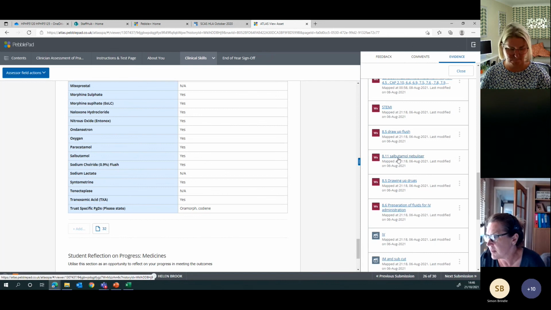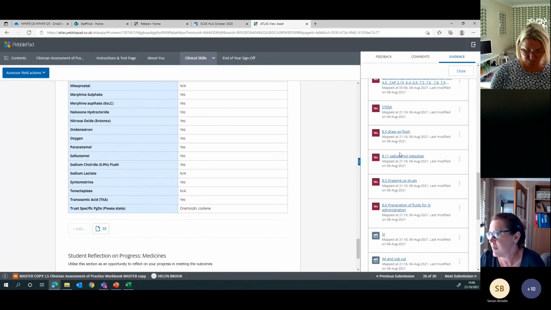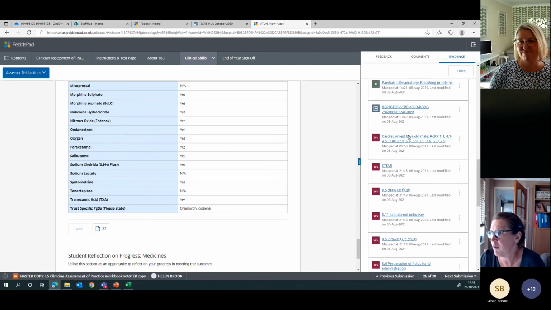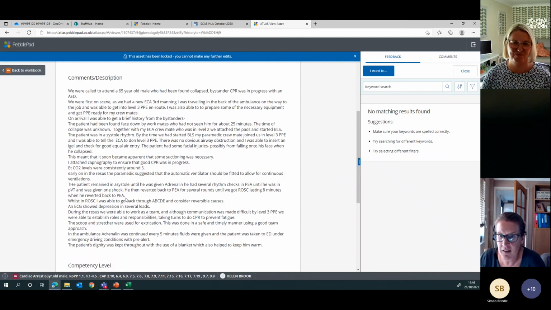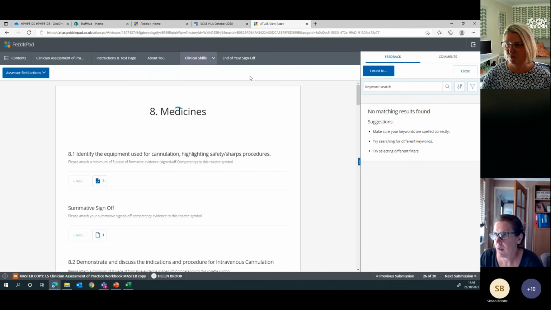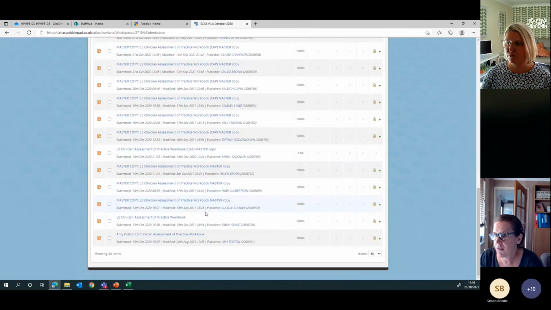And what other ones has she done? So some of these, as you can see here, are linked to jobs. So these will be that she's been to a job and done some kind of preparation. This one here, cardiac arrest. So she's done a write-up here explaining the drugs that have been given. And so that's a more practical one, it's been seen, it's been done. So those are the different types of evidence they can use for that.